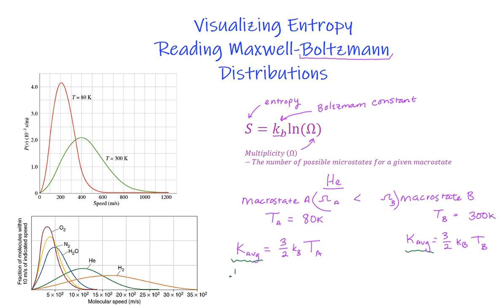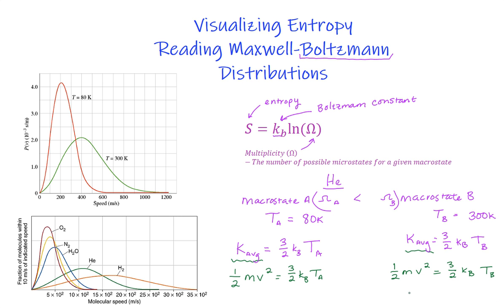So let's go ahead and expand kinetic energy out to the equation that we learned before, which is 1/2 mass times velocity squared, and I'm going to set that equal again to 3/2 kB times T_A. We'll do the same thing over on this side. 1/2 mass times velocity squared is equal to 3/2 kB times temperature B.